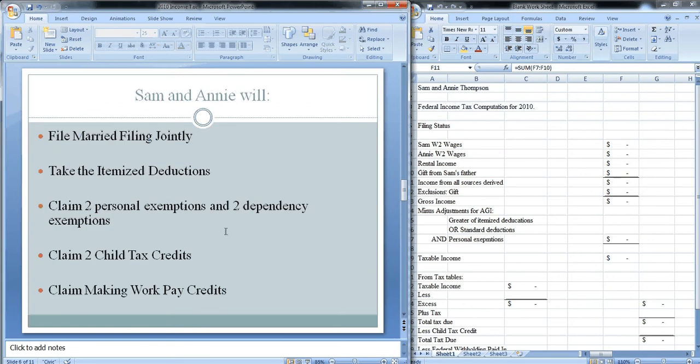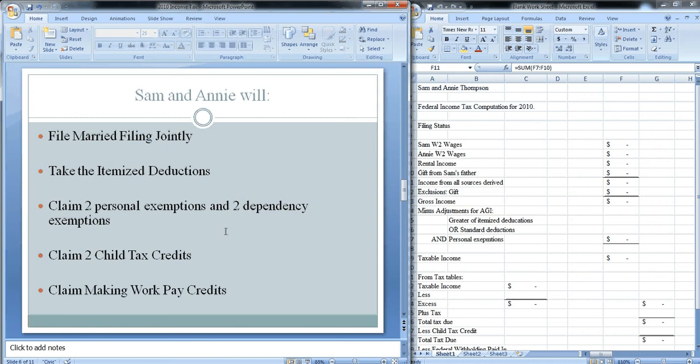Alright, these are some things that we need to know before we get started. They're going to choose to file married filing jointly. They're going to take the itemized deductions over the standard deductions. And then they're going to claim 2 personal exemptions and 2 dependency exemptions, a total of 4 exemptions. And for each exemption, they get $3,650.